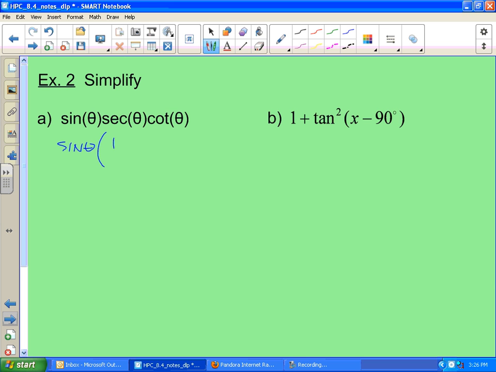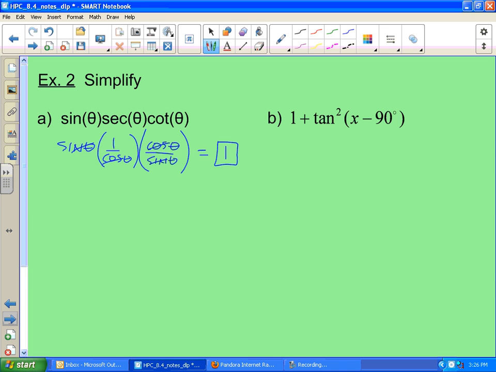So a secant is a 1 over a cosine, and a cotangent is a cosine over a sine. Well, look what happens here. Common factors cancel, and this whole thing just equals 1 again.